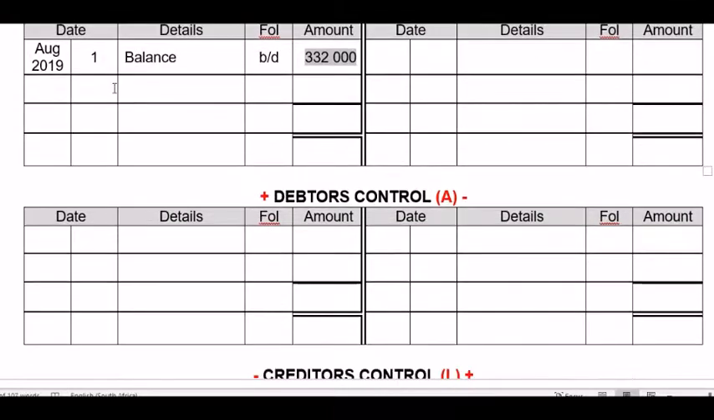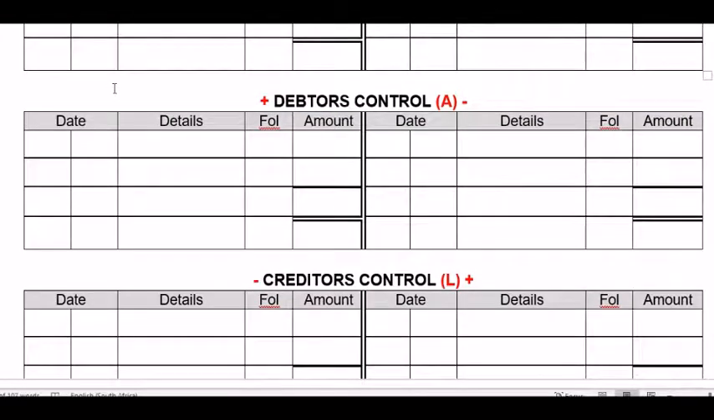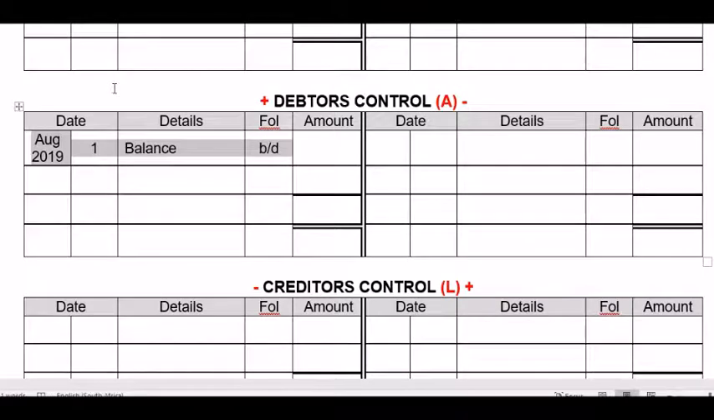Then the next opening balance was debtors control. Okay, we're still working on the debit side because it's the plus side of debtors control, and it's balance sheet section, so you write 2019, the 1st of August, balance brought down, and the value was 113,750 Rand.